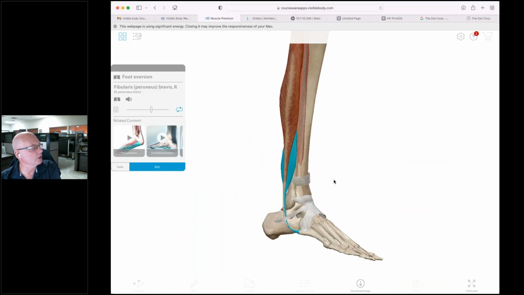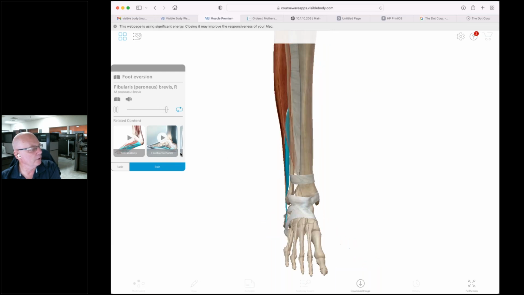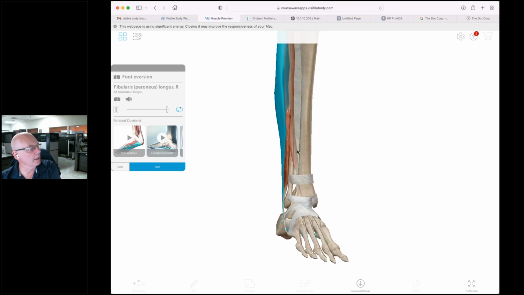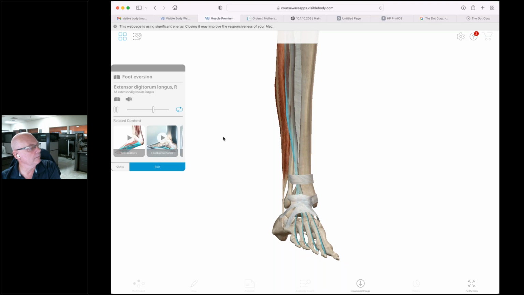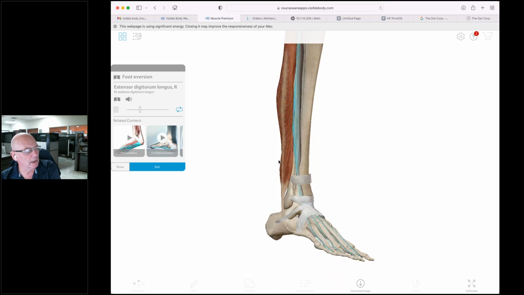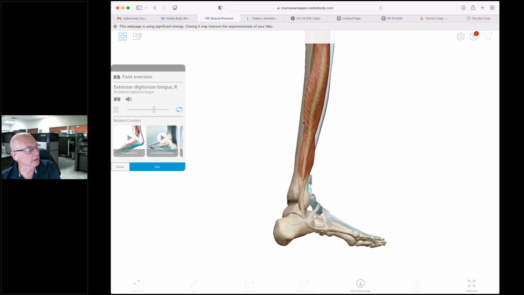Here it's showing the action of everting the foot, bringing the foot up, the little pinky toes up. And notice I have fibularis brevis selected. Here's fibularis longus. And the guy with the Honda mentioned extensor digitorum longus right next to it, and then soleus and gastrocnemius back here, which it's not showing because it doesn't evert the foot.